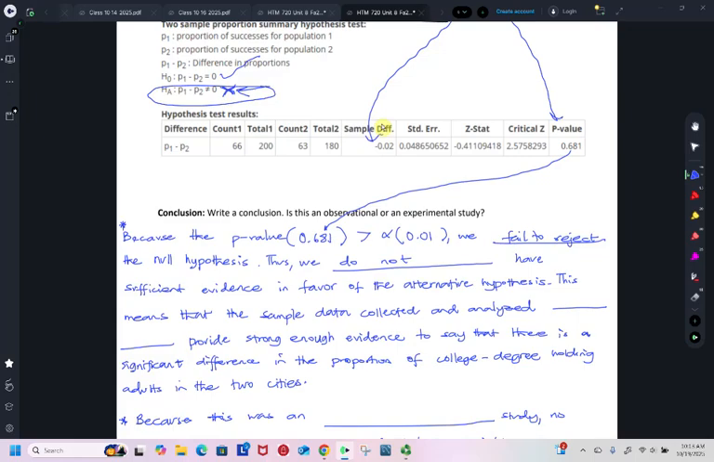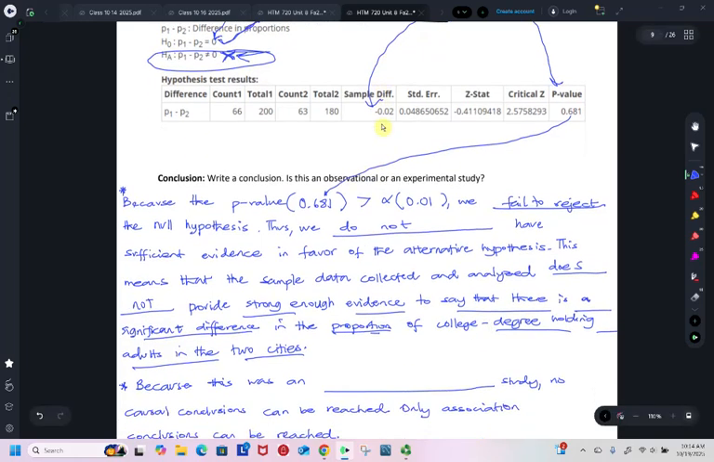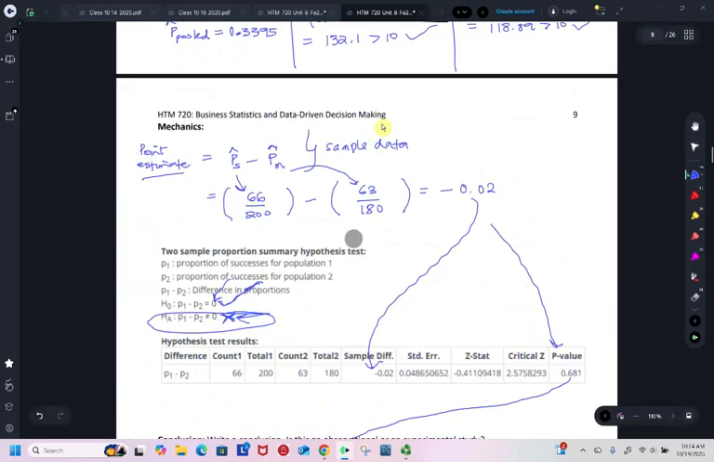The alternative was saying that the difference is not subject to chance, that it is statistically significant, whereas the null hypothesis is saying that the difference is nothing, it's not a big deal. So this means that the sample data collected and analyzed does not provide strong enough evidence to say that there is a significant difference in the proportion of college degree holding adults in the two cities.